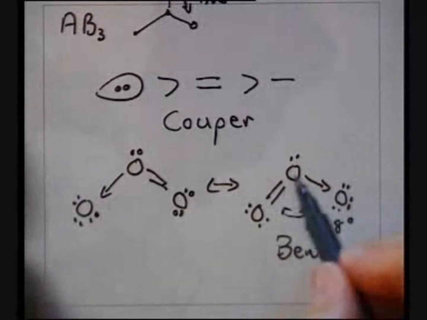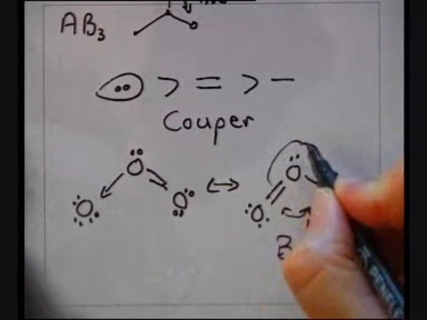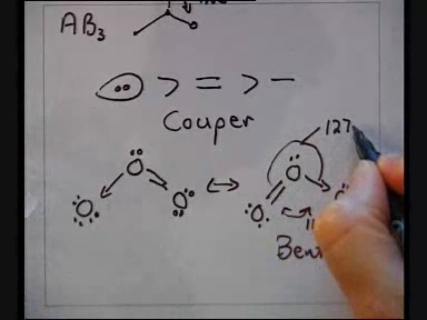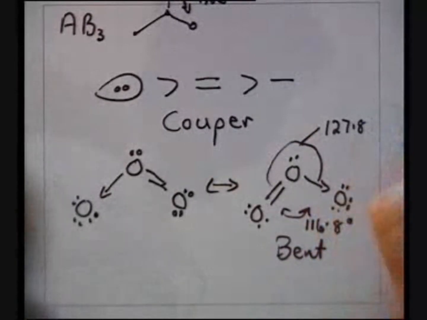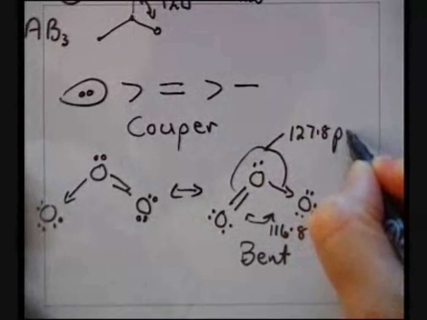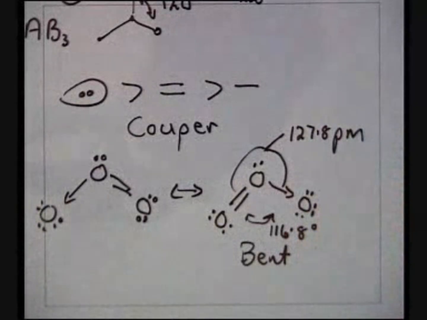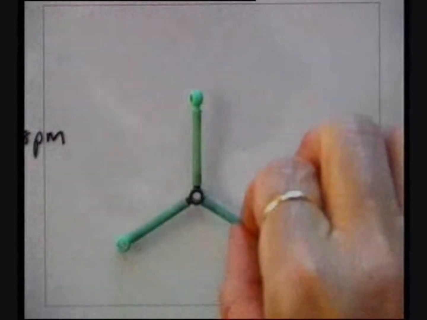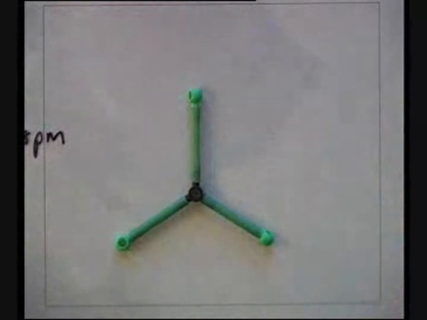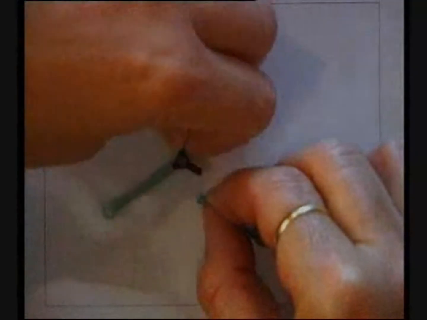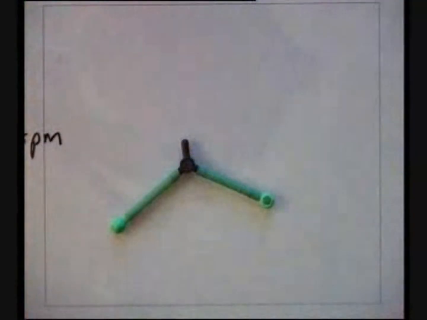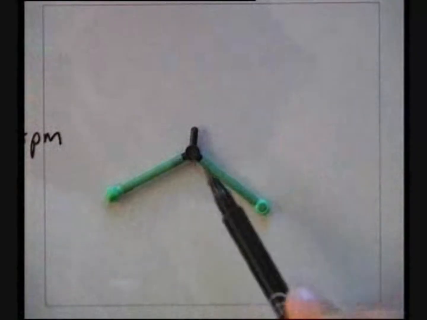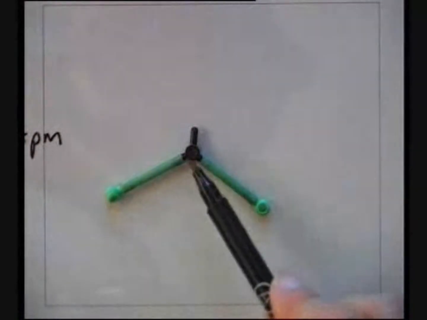These two bond lengths are exactly equivalent now, and it has been found to be 127.8 picometers. Looking at the molecular geometry, electron pair geometry, trigonal planar, molecular geometry though, bent. We move from nucleus to nucleus to nucleus to describe the molecular geometry.